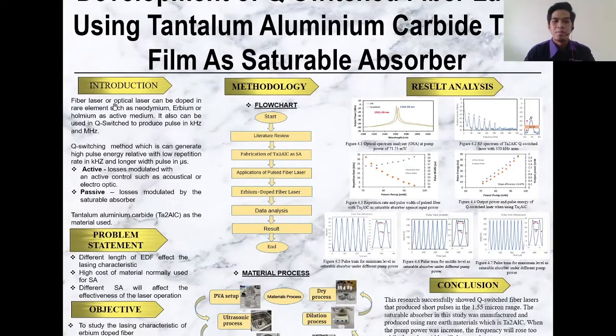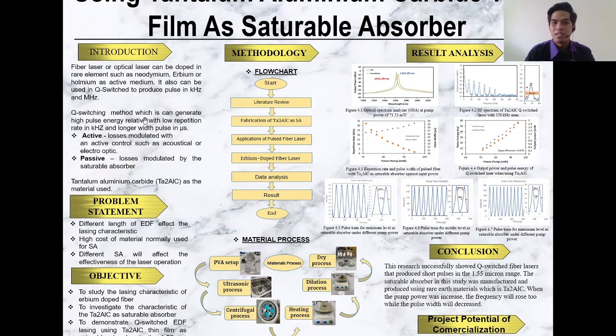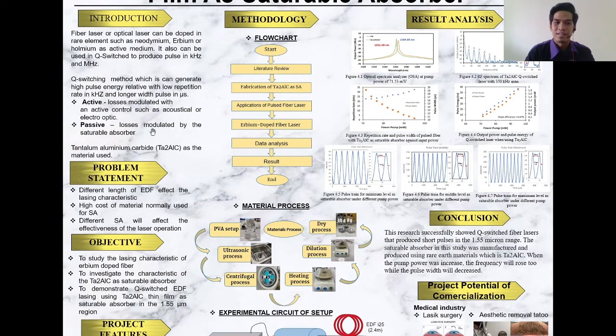Introduction. Fiber laser or optical laser can be doped with rare-earth elements such as neodymium, ytterbium, and holmium as active medium. It also can be used in Q-switch to produce pulses in kHz and MHz. The Q-switching method can generate high pulse energy with low repetition rate in kHz and longer pulse width in microseconds.